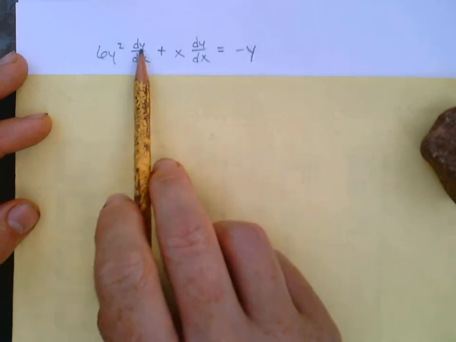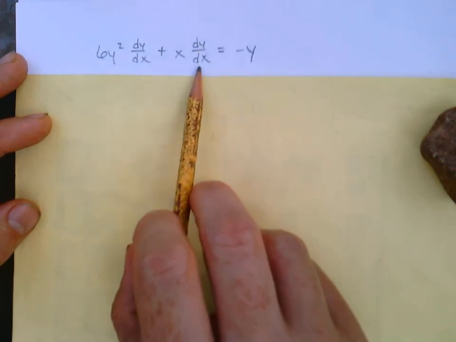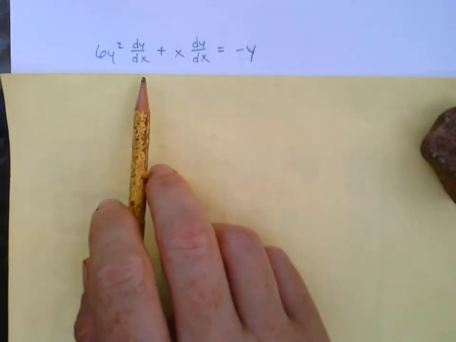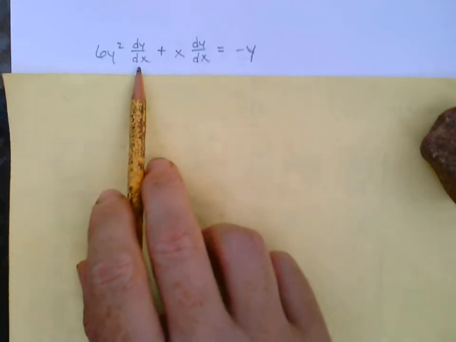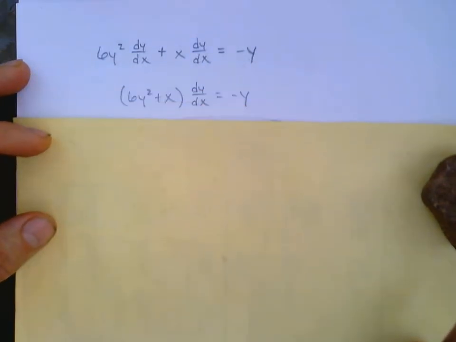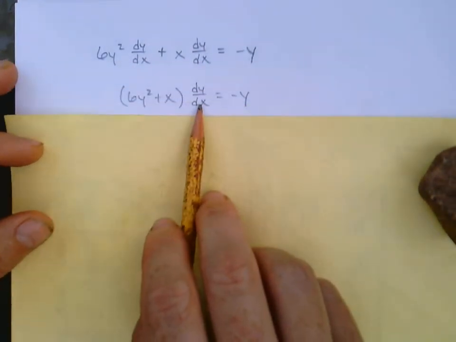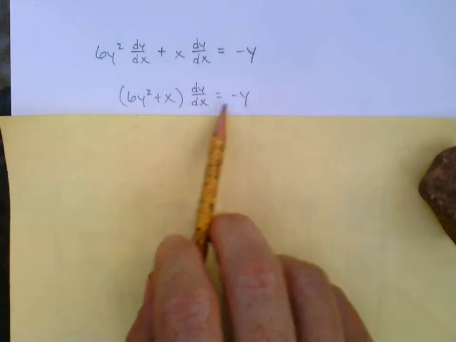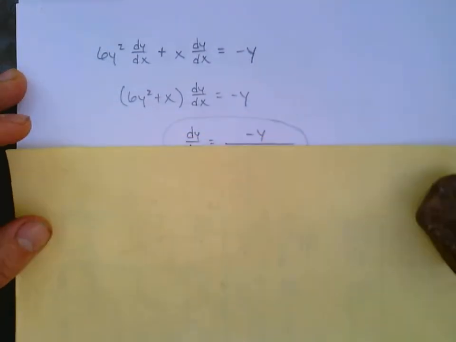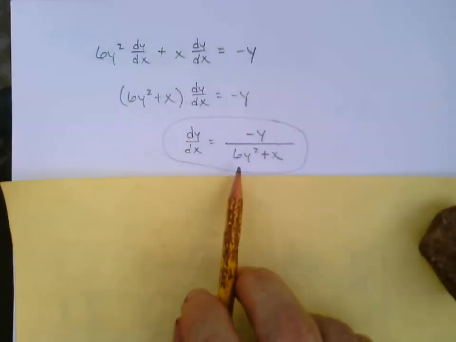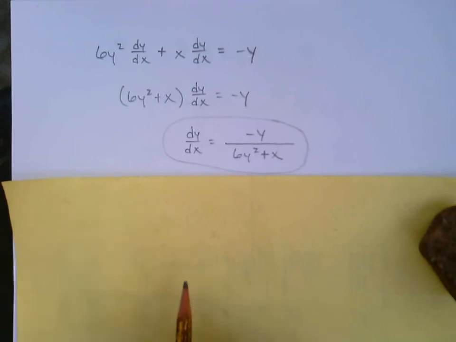Subtracting that y, 6y squared dy over dx plus x dy over dx equals negative y. But how are we going to isolate dy over dx? Maybe some of you know the trick is to factor it. Factor the dy over dx. You'll have 6y squared plus x times dy over dx equals negative y, and then we can divide that whole thing underneath, and we got it. dy over dx equals negative y over 6y squared plus x. We got our answer. That's kind of nifty.